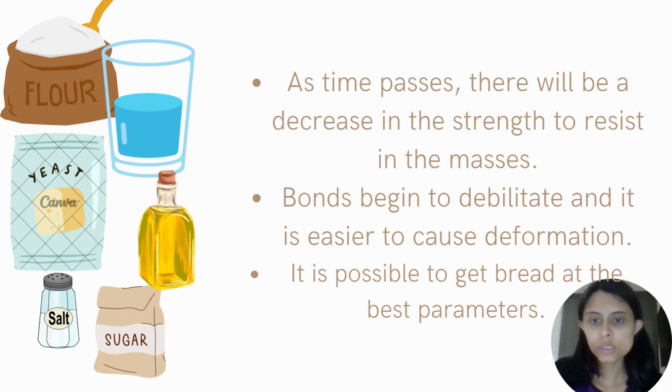In conclusion, it is observed that as time passes, there will be a decrease in the strength to resist in the masses. In the case of unleavened dough, this is because it is not being kneaded, so the bonds begin to relax and it is easier to cause deformation. On the other hand, yeast dough will have a large amount of carbon dioxide as the fermentation time increases, and this causes the bonds to be weakened. With respect to already baked bread, the crust will cause a greater amount of force necessary for its deformation.